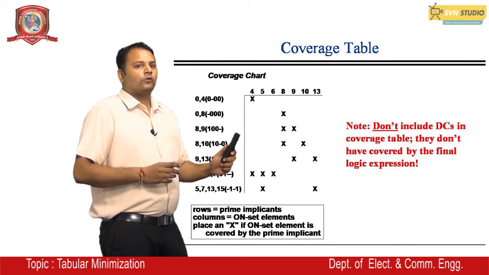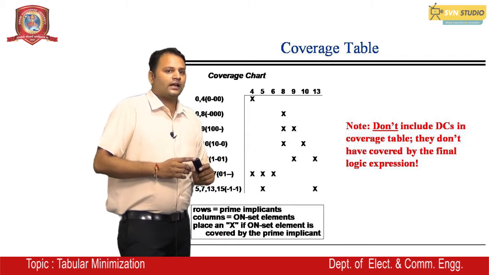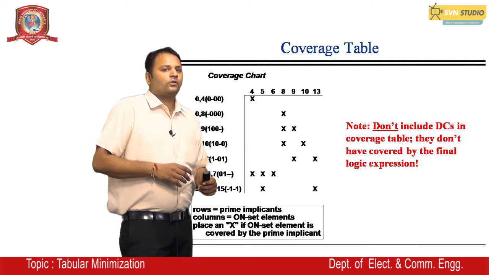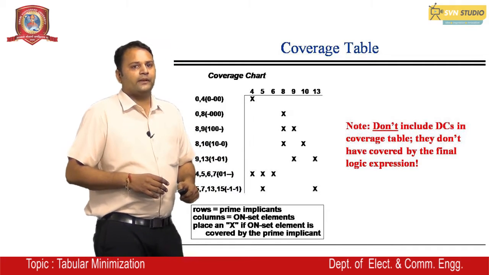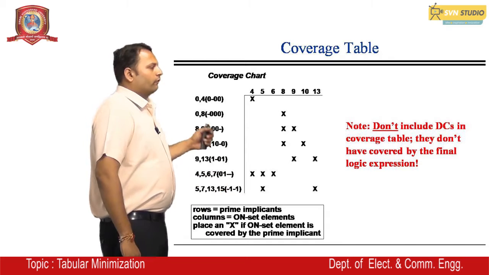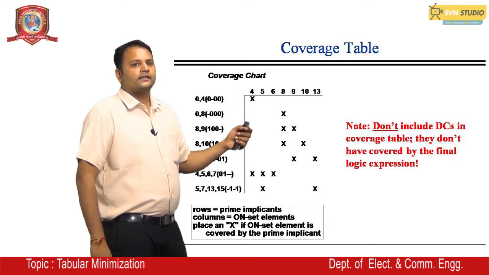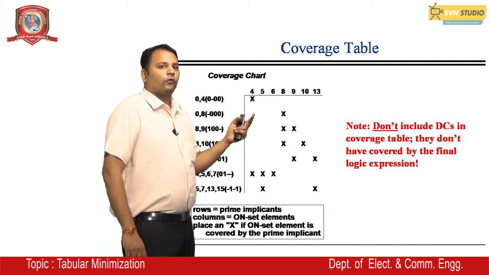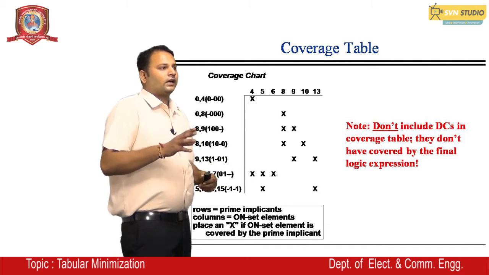You can see that in the rows the prime implicants are shown, and in the columns the onset elements are shown. An X is placed if the onset element is covered by the prime implicant. So you can see that 0 to 4 is used, 0 to 8 is used, 8 and 9 both of them are used, 8 and 10 both of them are used. So that was the coverage table.